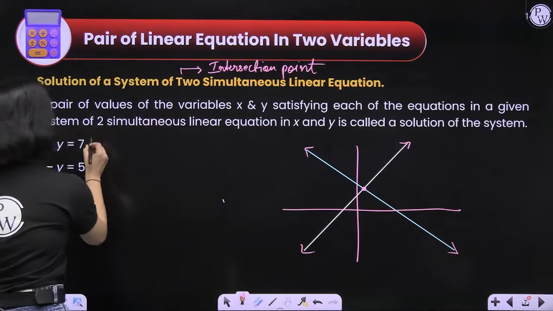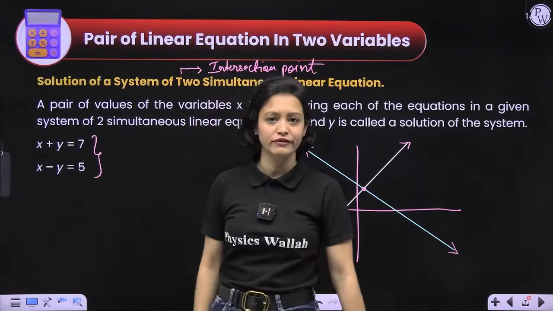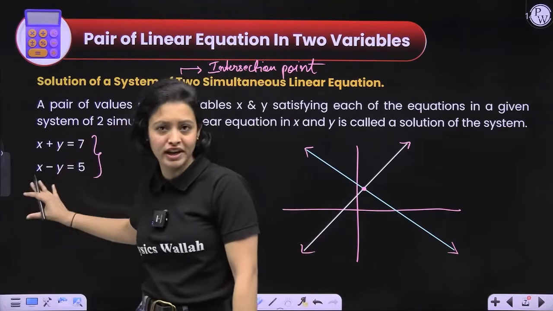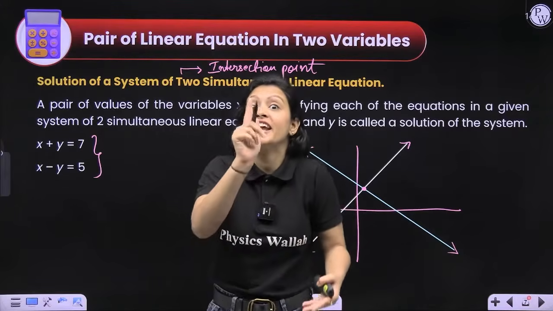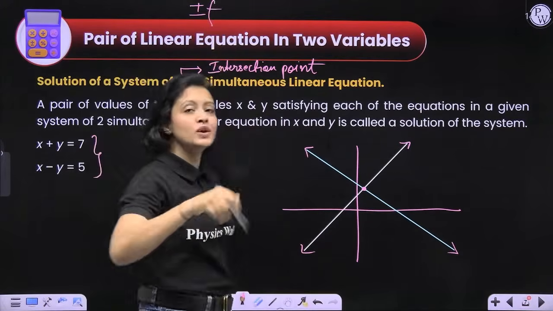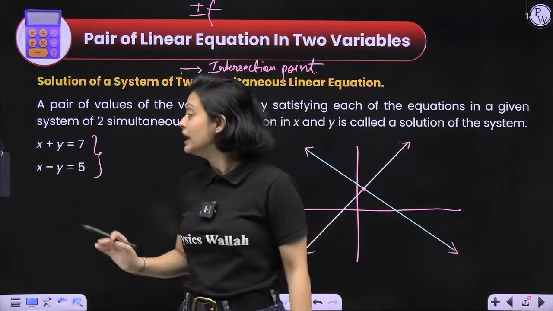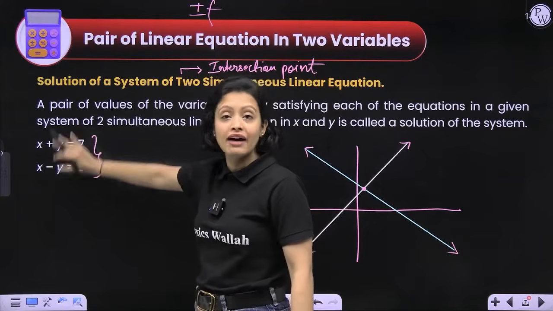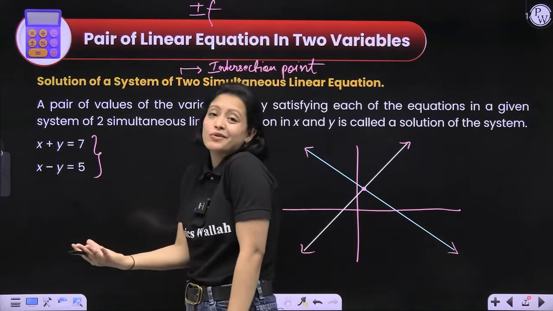For example, let's just take x plus y is equal to 7 and x minus y is equal to 5, right? This is our pair of linear equations in two variables. What would its solution look like if it has a solution? If, guys, if is a big word, because we'll see that there are cases where you will not get any solution. We'll come to that, right? So if these two have an intersection point, what would be the coordinates? Algebraically, how will we find out?